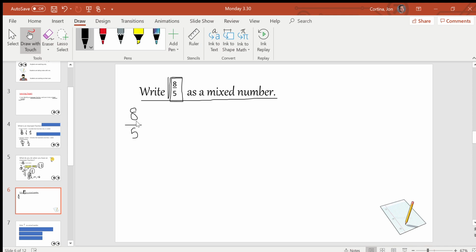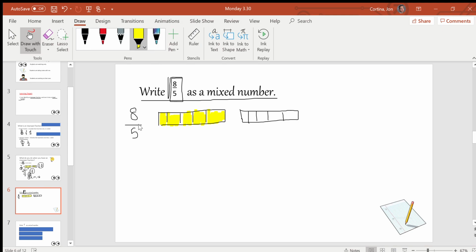Okay, so what are we going to do? We're going to draw a tape diagram that represents fifths, and we need 8 of those fifths. So let's start by drawing our tape diagram and splitting it into 5 parts, because that's what the denominator is telling us. There's 5 parts in a whole. We need 8 of those. So let's start by shading in 1, 2, 3, 4, 5. Okay, so we have 5 fifths right now, but we need 8 fifths. So we need to draw another tape diagram, still split into fifths. That does not change.